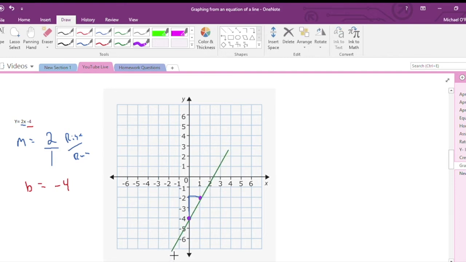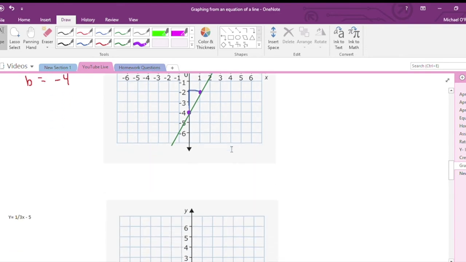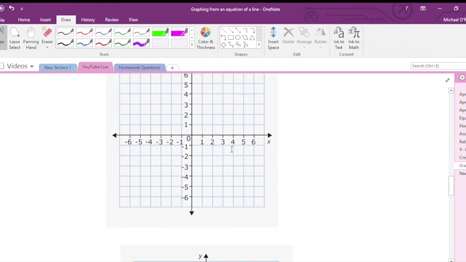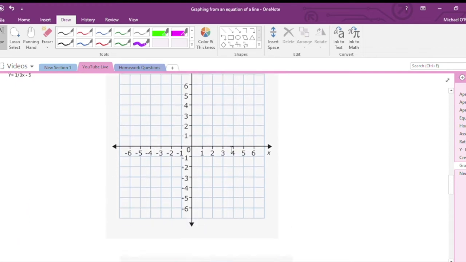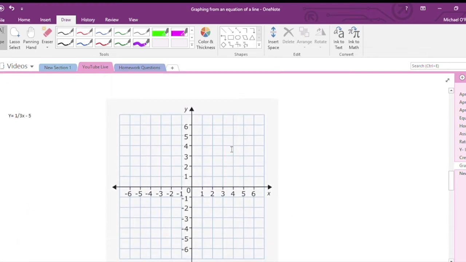The line's a little much nicer than that. But there we go. So my y-intercept's -4. So I graph -4. My rise over run, up 2 over 1. And boom, draw a line. I have lots for you here to practice to get a hang of.